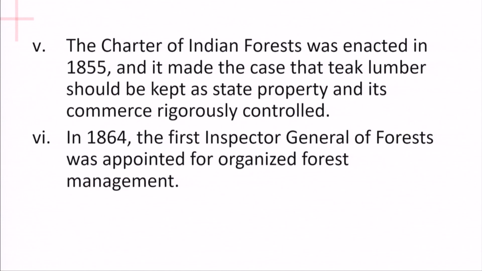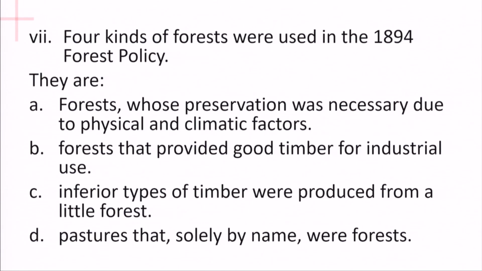In 1864, the first Inspector General of Forests was appointed for organized forest management. There were 4 kinds of forests identified in the 1894 forest policy. They are forests whose preservation was necessary due to physical and climatic factors, forests that provided good timber for industrial use, inferior types of timber which were produced in little amount in the forest, and pastures.